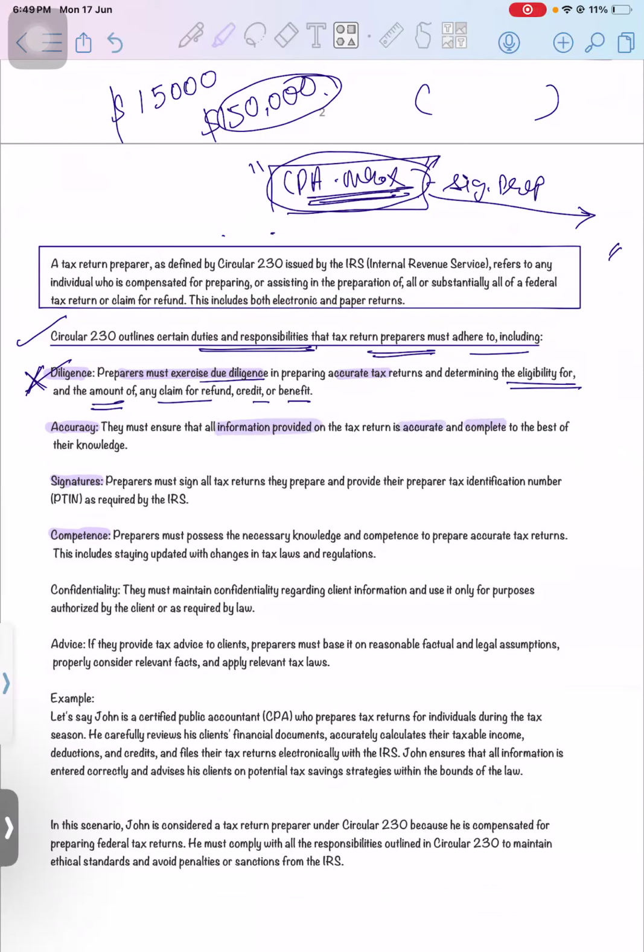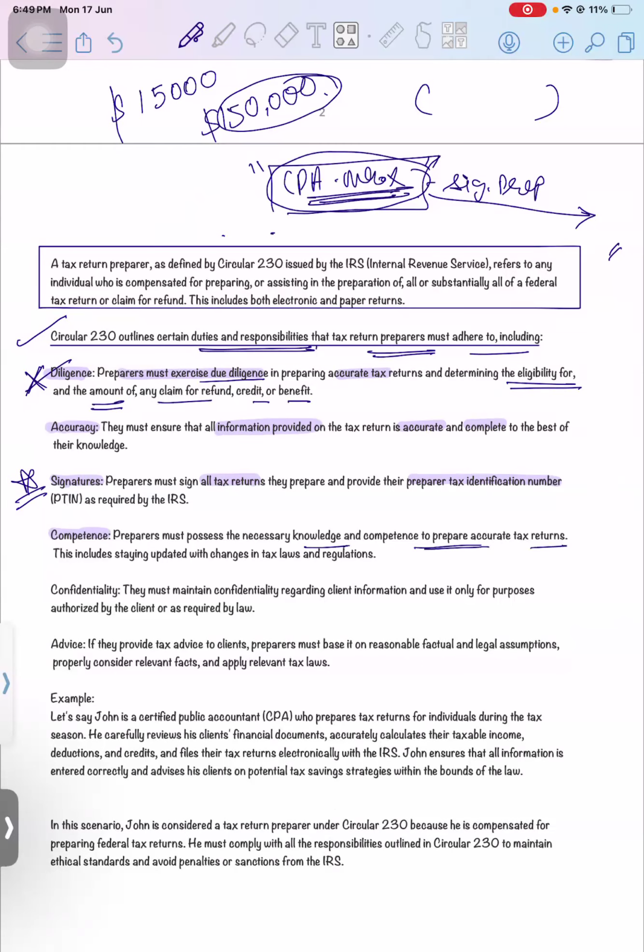The third one is signature. The preparer must sign all tax returns they prepare and provide the PTIN number. Whoever is the CPA, EA, or anyone who is the final responsible person, they will sign and provide the PTIN number. There will be one question based on the signature. Okay. Competence: the preparer must possess the necessary knowledge and competence to prepare an accurate tax return.